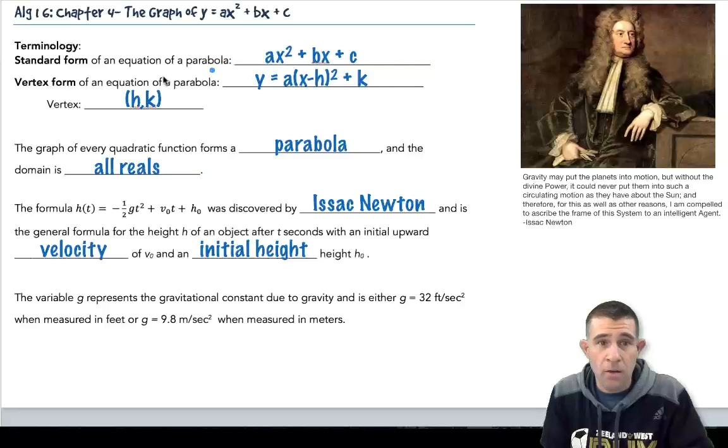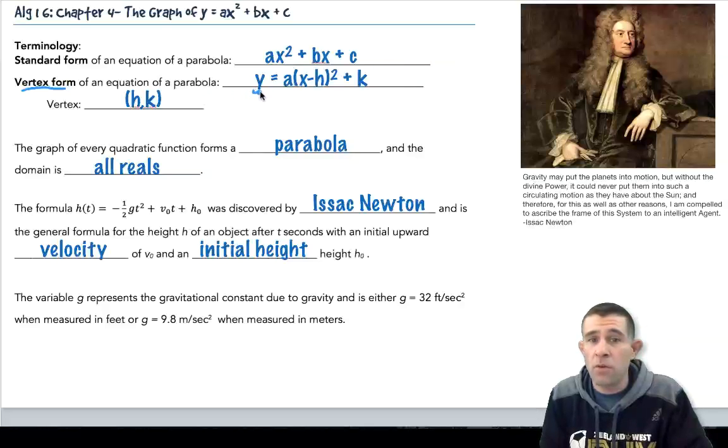Now there's another form of this equation called the vertex form, and we actually touched upon it in our last lesson. The equation for vertex form goes like this: y is set equal to a times the quantity x minus h squared plus k. And we call this vertex form because when it's written in this form, the vertex of the parabola is found at h comma k. Now remember, the graph of all these parabolas has a domain of all reals.